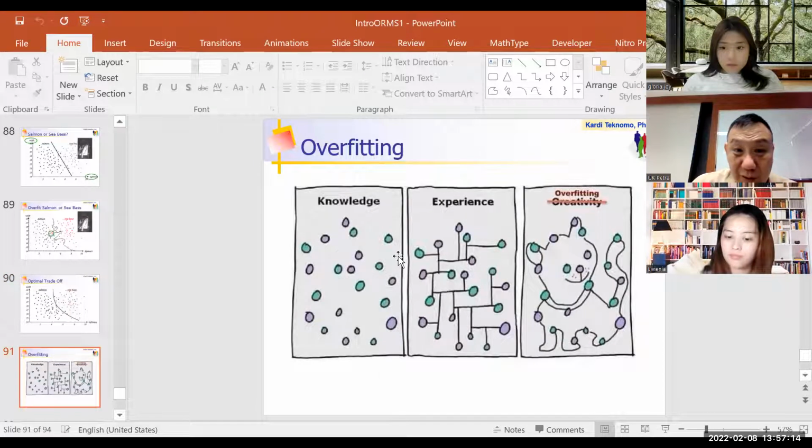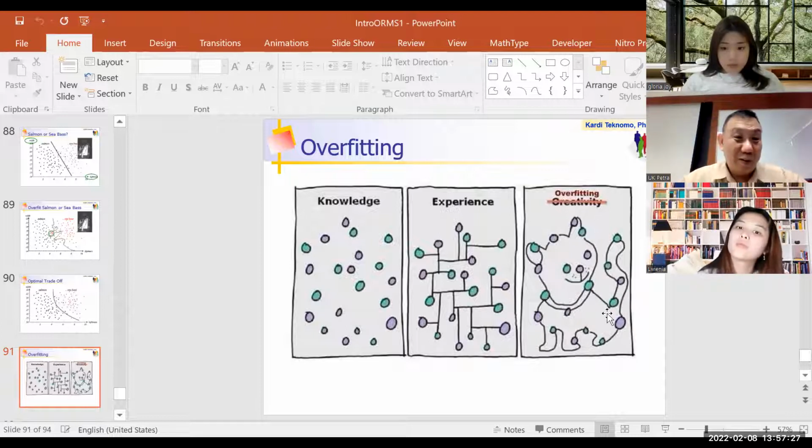Okay, so this is just a joke. So if you have all the points, you get the knowledge. Yeah? If you connect the dots, you get the experience. Okay, but if you create a cut here, then you actually have overfitting, right?